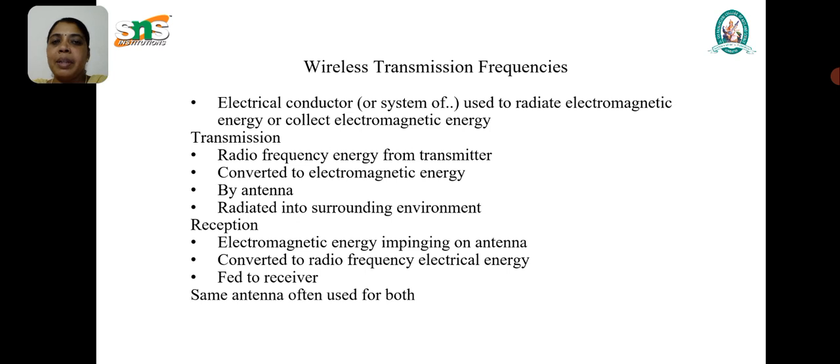It can be done by using the antennas. So it is radiated into the surrounding environment. For reception, electromagnetic energy impinging on the antenna is converted to radio frequency electrical energy for the receiver to receive the information, for both the sender and the receiver. That is, wireless media require some electrical conductor for transmitting the information and for conversion.